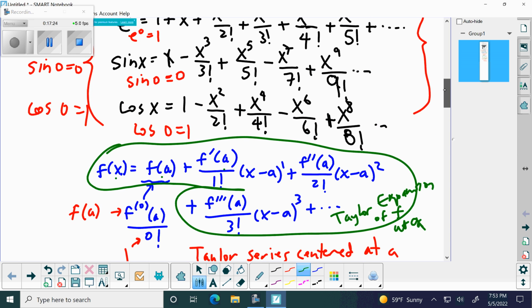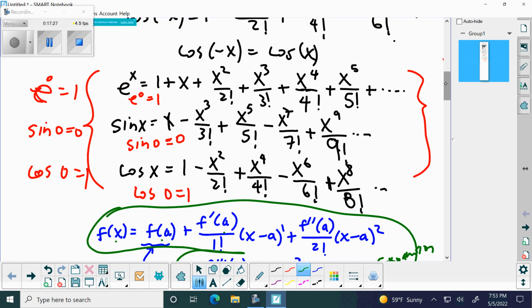When a is set equal to 0, I get what's called a Maclaurin series, and these are very, very common and well-known. For e to the x, it's 1 plus x plus x squared over 2 factorial plus x cubed over 3 factorial and so forth. Sine of x is equal to x minus x cubed over 3 factorial plus x to the 5th over 5 factorial minus x to the 7th over 7 factorial and so forth. Cosine of x is 1 minus x squared over 2 factorial plus x to the 4th over 4 factorial and so forth. I can remember how to start them off by remembering that e to the 0 is 1, sine of 0 is 0, and cosine of 0 is 1.